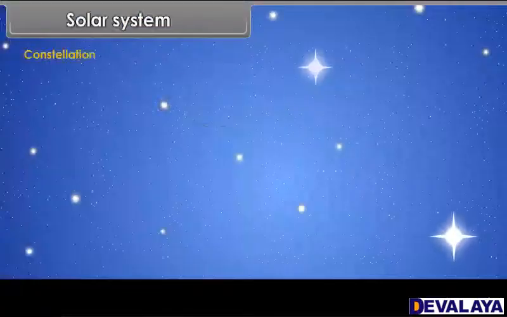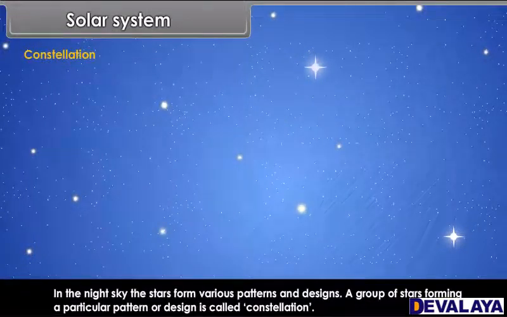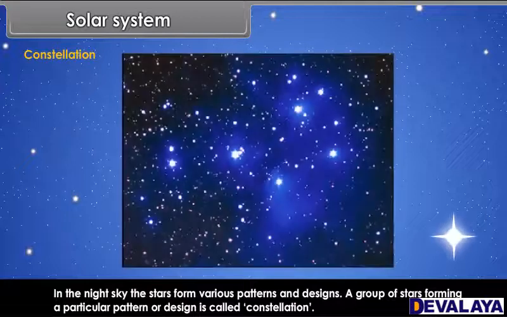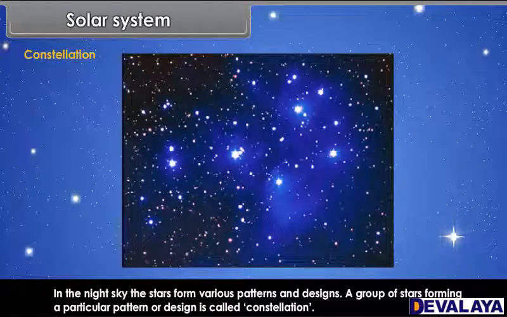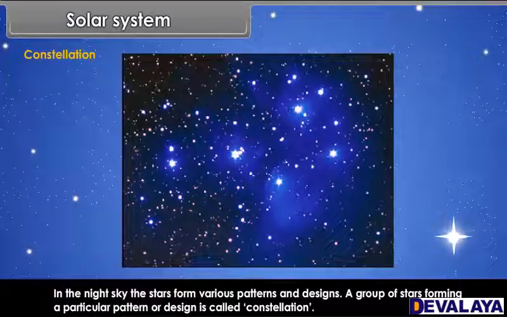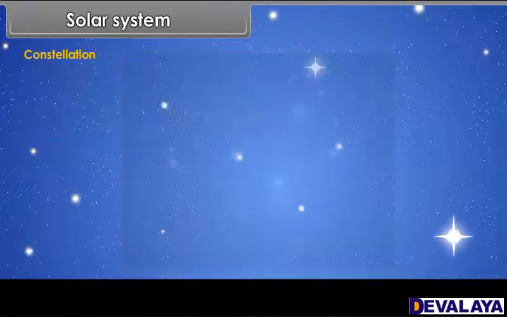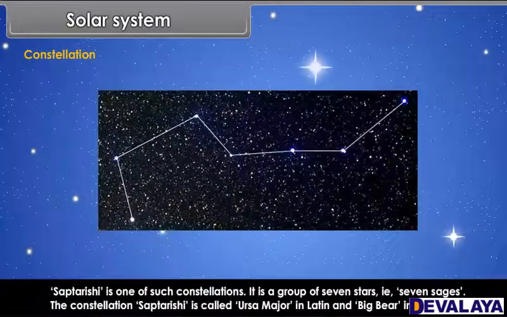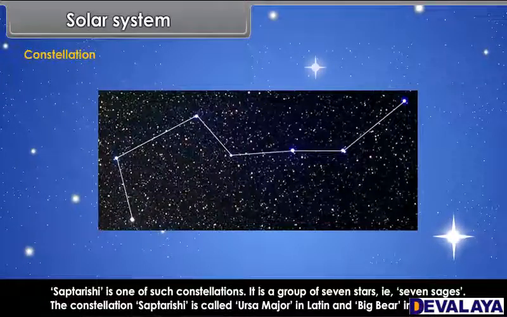Constellation. In the night sky, the stars form various patterns and designs. A group of stars forming a particular pattern or design is called constellation. Saptarishi is one of such constellations. It is a group of 7 stars, that is 7 sages. The constellation Saptarishi is called Ursa Major in Latin and Big Bear in English.